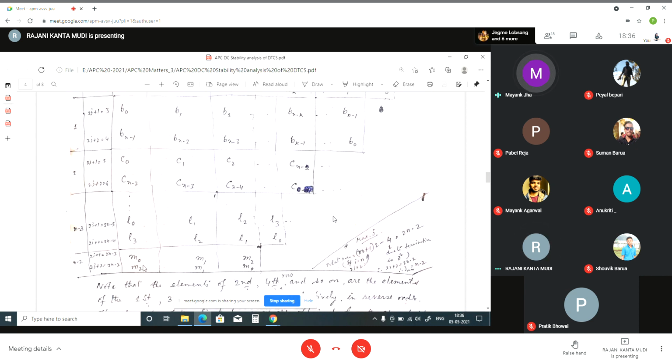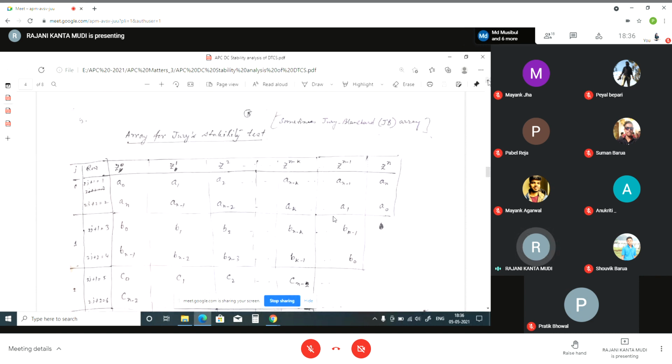Sir, this is different from the Routh-Hurwitz test. Yes, completely different. Routh-Hurwitz test is actually applicable for the S domain, for a finite order polynomial.